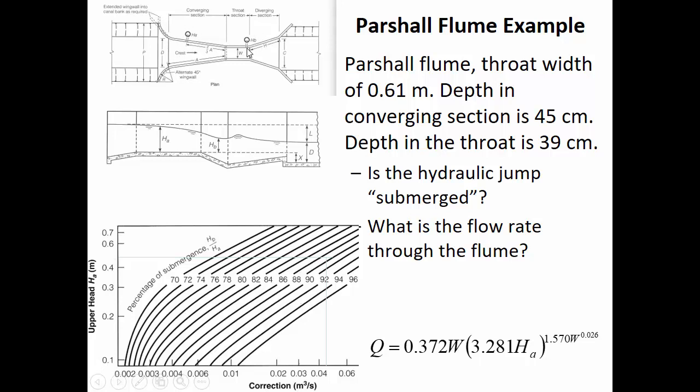Does anybody remember, even though the equations are all based on H sub A depth, if all of those calibrated equations are based on the depth in the converging section, why do we even bother measuring the depth of flow in the throat? If it doesn't go into the equation for flow rate, why are we measuring that downstream depth?